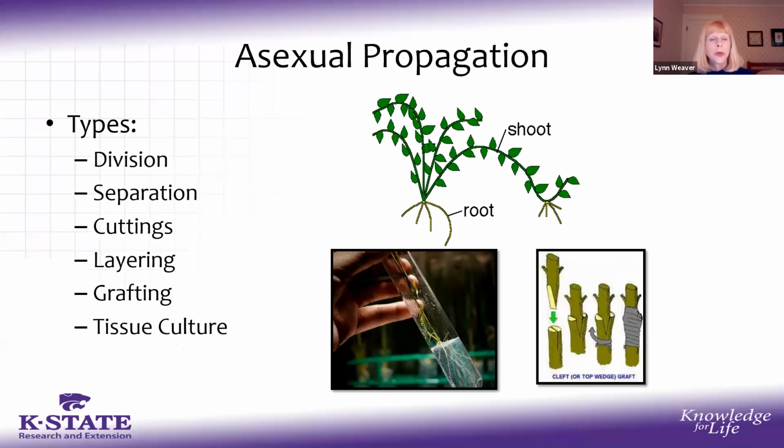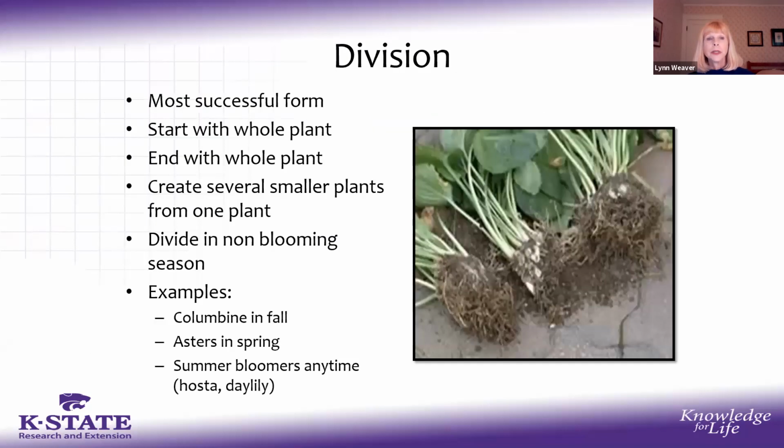So moving on to asexual propagation, different types: division, separation, cuttings, layering, grafting, or tissue culture. Division is the most successful form. You start with a whole plant and you end up with a whole plant. So you can create several smaller plants from one.